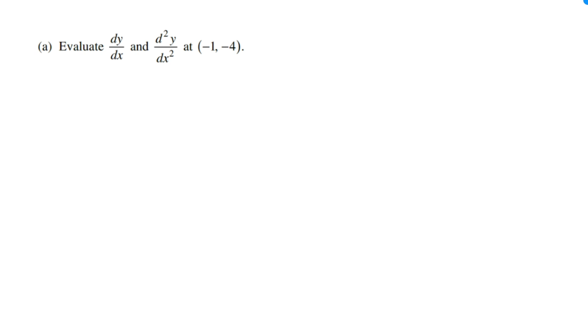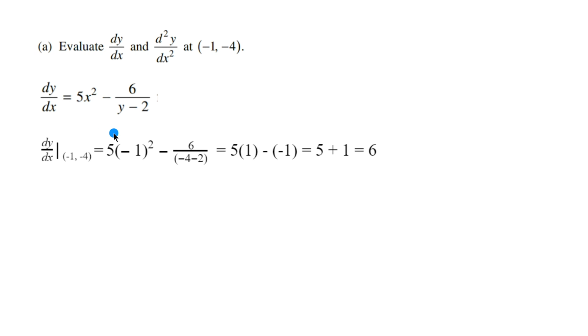Part A asks you to evaluate dy/dx and d^2y/dx^2 at (-1, -4). This first question is very easy because all you have to do is take the equation given in the original question and plug in -1 for x and then -4 for y. So that gets you 5 times (-1)^2 minus 6 over -4 minus 2, which simplifies to 6. So 6 is your first answer.